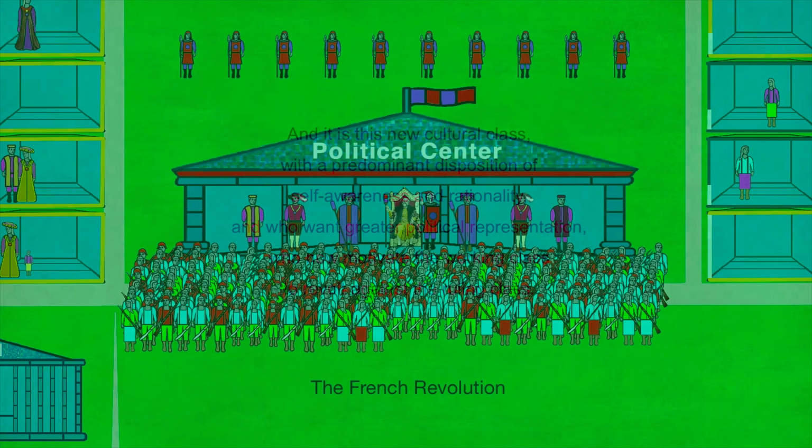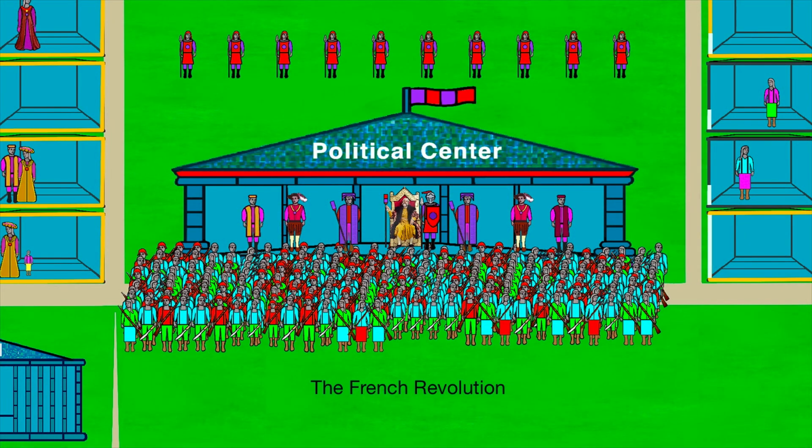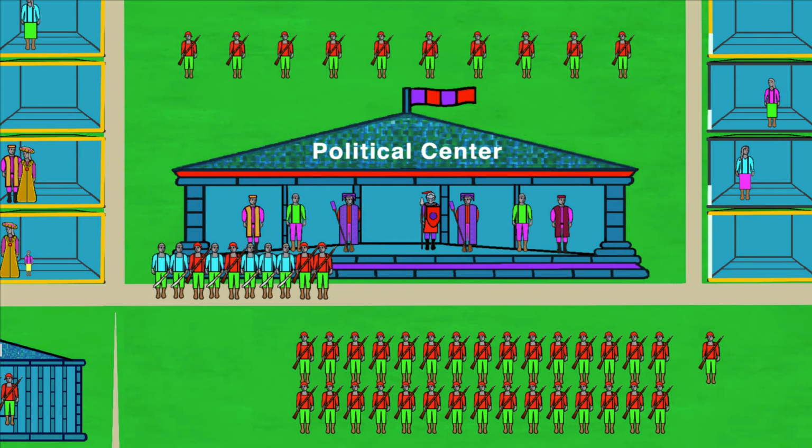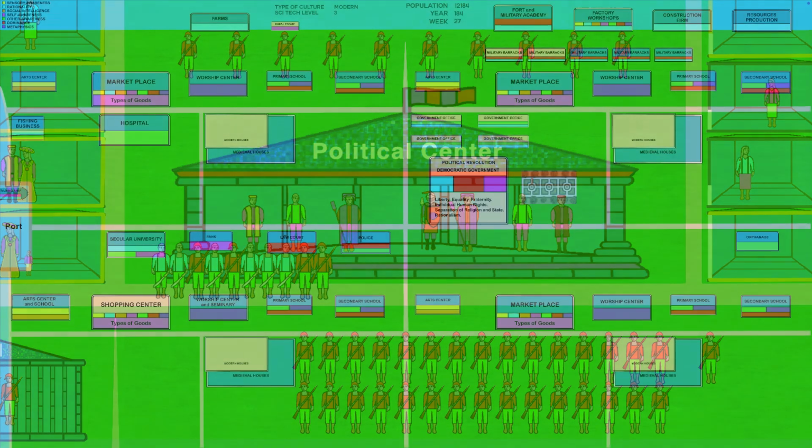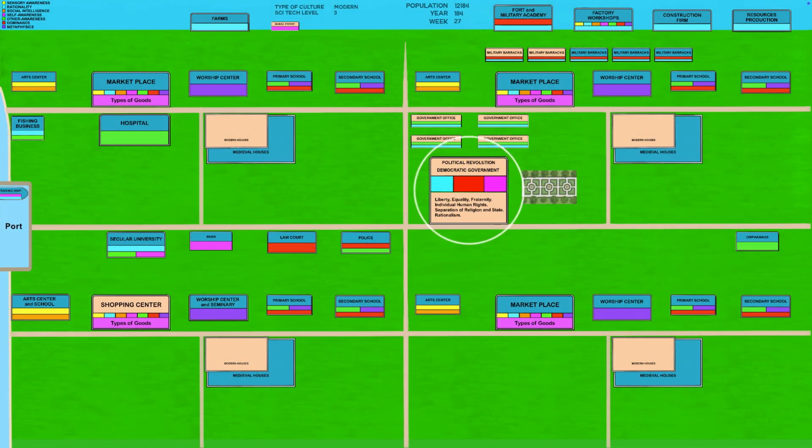So we have the French Revolution, inspired as it was by the American War of Independence. The French revolutionaries storm the palace. They remove the monarch and take control of the government. And so we see the beginning of the modern period and the start of democratically elected governments, which is the main focus of this video.